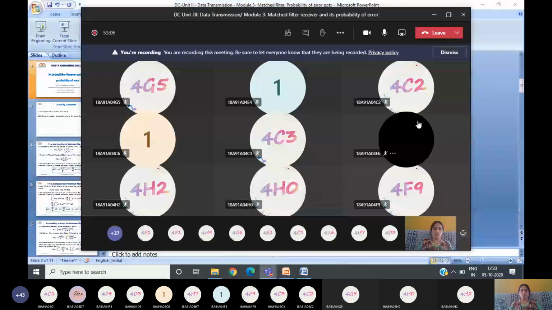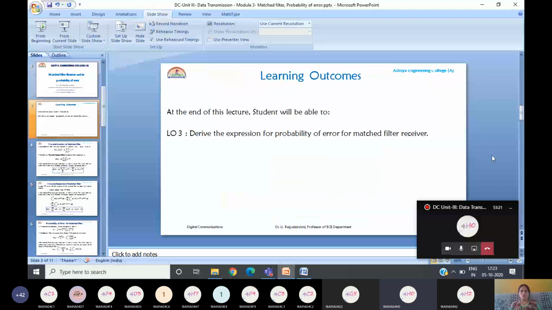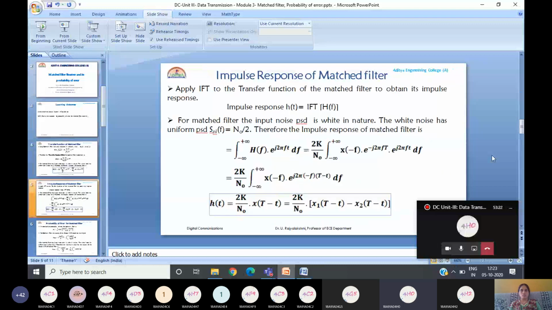Achyut. Ma'am. What is the probability of error expression for optimum filter? Half ERFC of x01 of t minus x02 of t by 2 root 2 sigma. Okay, very good.